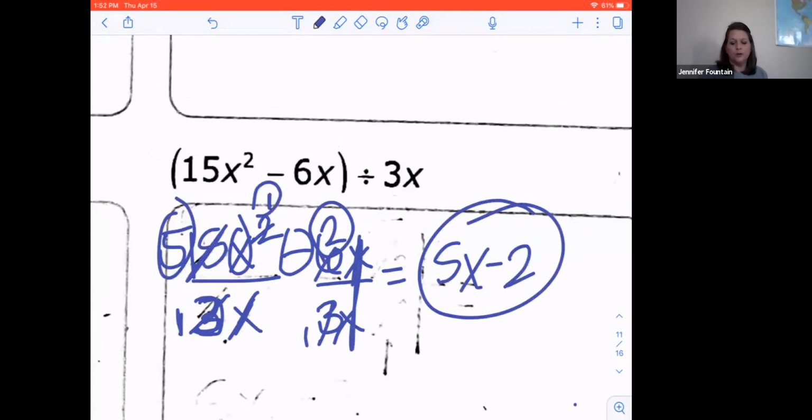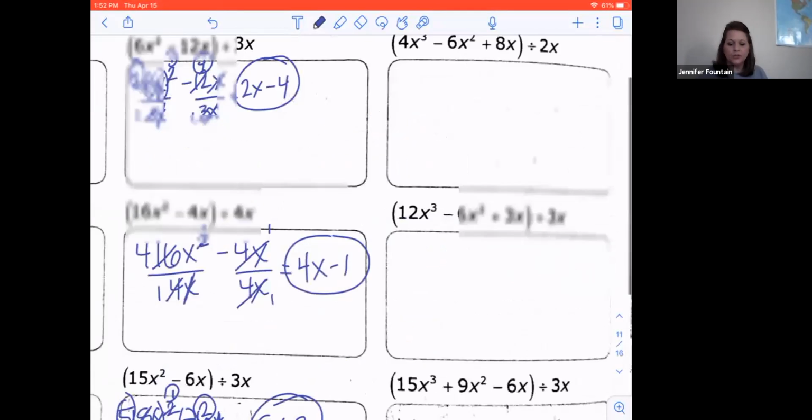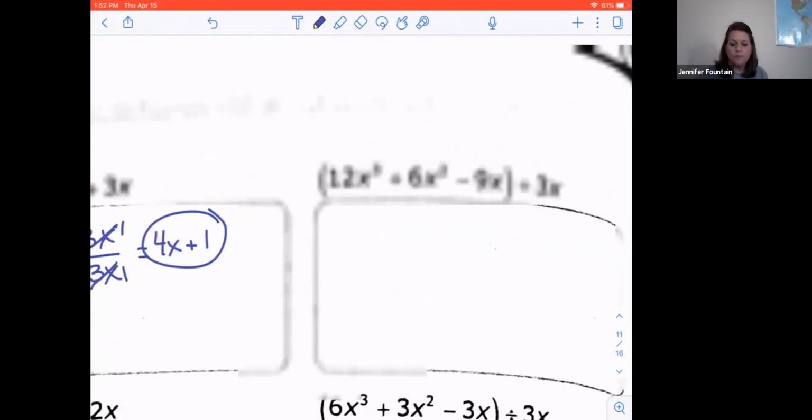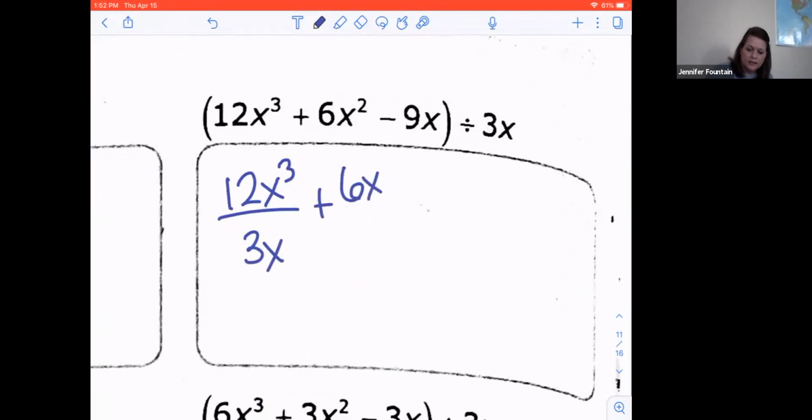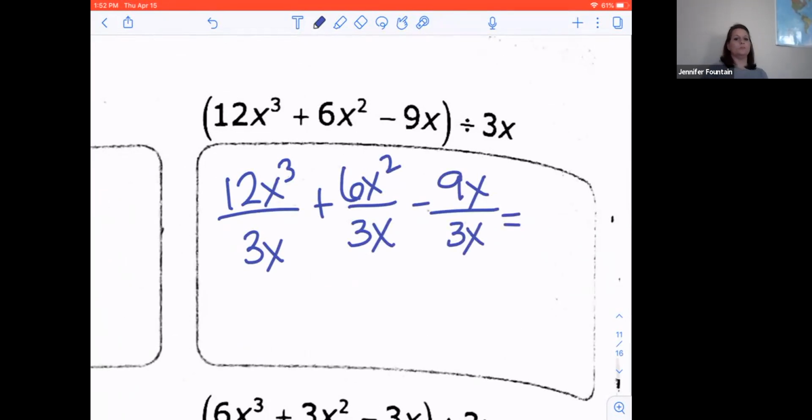Now I want you to work on the last column. We have 3 terms. And so I'll go ahead and start this one for you. You're going to have 12x cubed divided by 3x plus 6x squared divided by 3x minus 9x divided by 3x. Look at what you cancel. Go ahead and work this one. Let's see what you come up with.